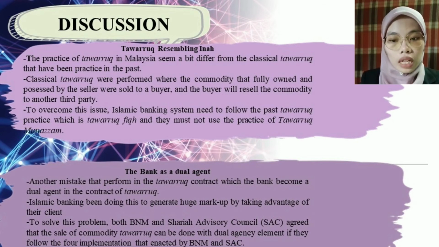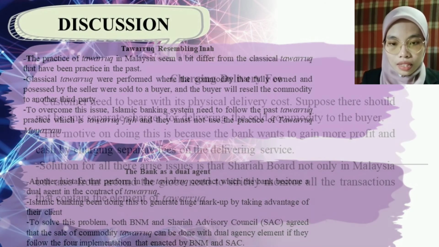The bank as dual agent is another mistake performed in the Tawarruq contract, in which the bank becomes a dual agent in the contract of Tawarruq. Islamic banks have been doing this to generate a huge markup by taking advantage of their clients. To solve this problem, both BNM and the Sharia Advisory Council (SAC) need to agree that the sale of commodity Tawarruq can be done with the dual agency element if they follow the implementation enacted by BNM and SAC.